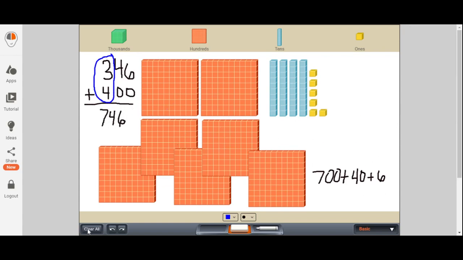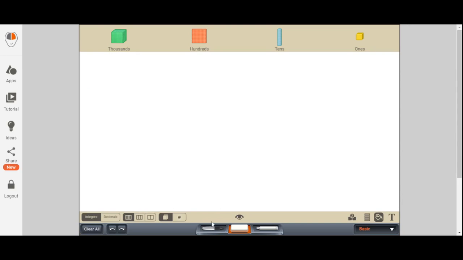So now let's look at this without pulling the models down, but allowing you to draw the picture or to use expanded form. So my new number, let me get my marker, is 516. And let's just say we are going to add 400 to this.